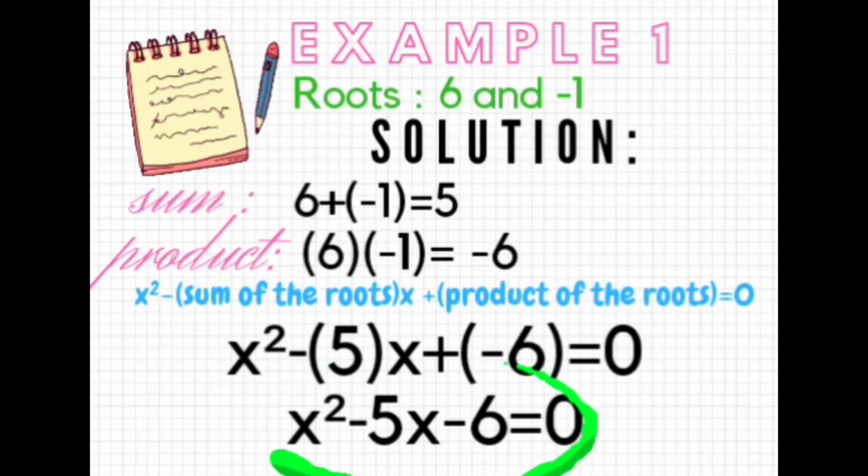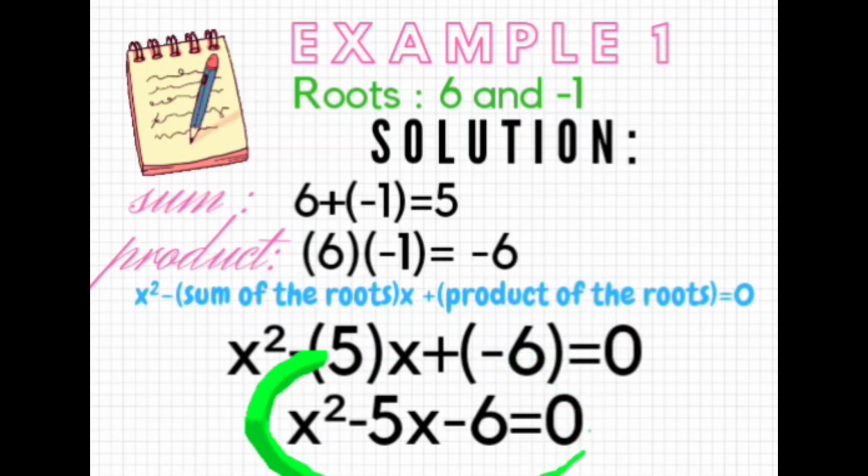After finding the sum and the product of the unknown quadratic equation, substitute them into the form x squared minus the sum of the roots, which is positive 5, x plus the product of the roots, which is negative 6, equals 0. Therefore, the unknown quadratic equation is equal to x squared minus 5x minus 6 equals 0.